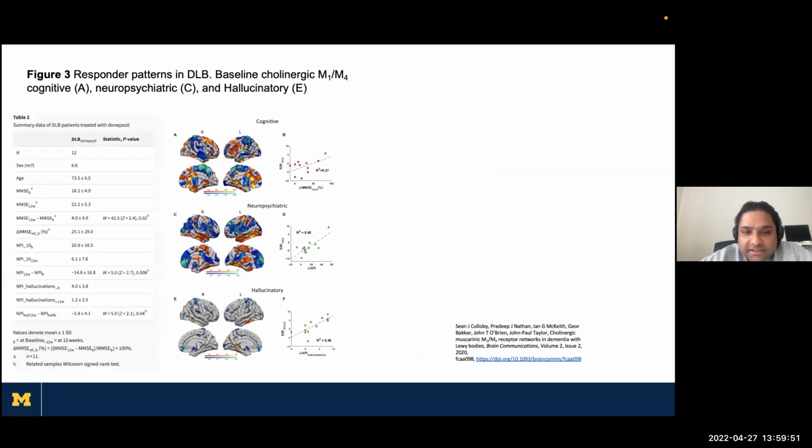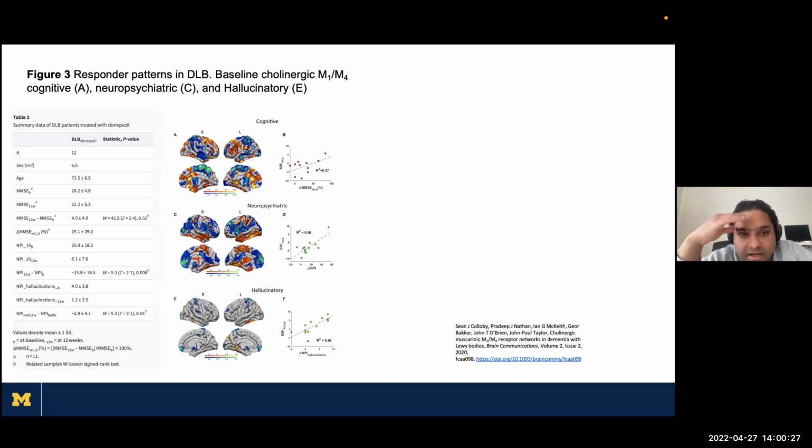But in this one, they were trying to look at the cholinergic M1/M2 pattern in DLB patients, where these patients were treated with donepezil, and see how it changes. And they were able to correlate with some of the scores. So on the first one, they did it with the cognitive measures.